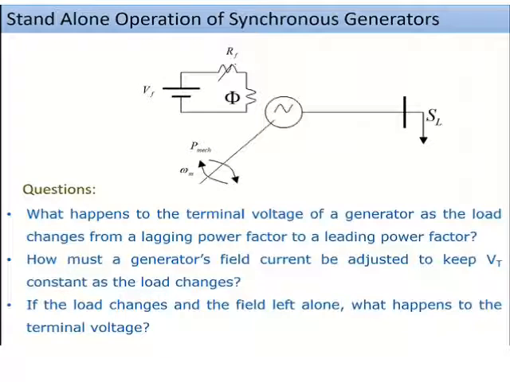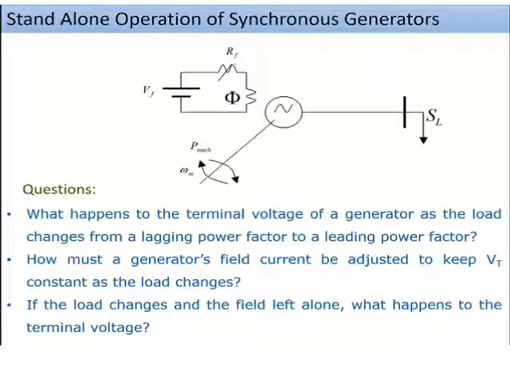Question 1: what happens to the terminal voltage of a generator as the load changes from lagging power factor to leading power factor? We have different loads at our house like ceiling fan, washing machine, incandescent light bulbs, mercury bulbs. These loads all have different power factors. So if the power factor of a load changes, or I connect a different type of load, what will happen to the terminal voltage?